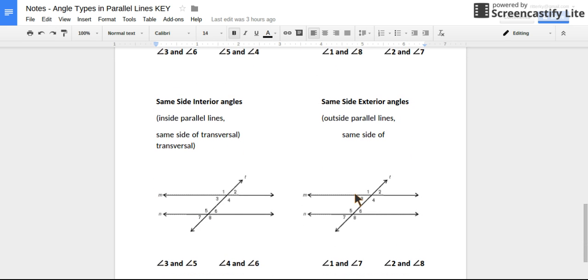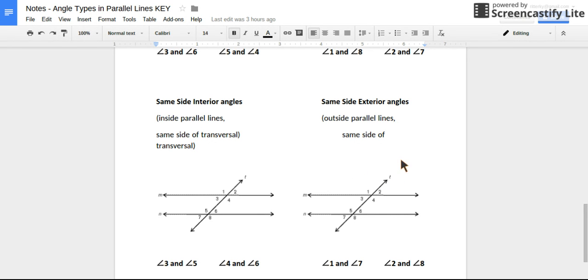The last 2 pairs are same side angles. So we've got same side interior and same side exterior angles. Interior means inside the parallel lines, and same side makes it easy. They're just on the same side of the transversal. So inside and on the left side, we have angles 5 and 3. Inside and on the same side, but the other side of the transversal, we've got angles 6 and 4. So those are your same side interior angles.